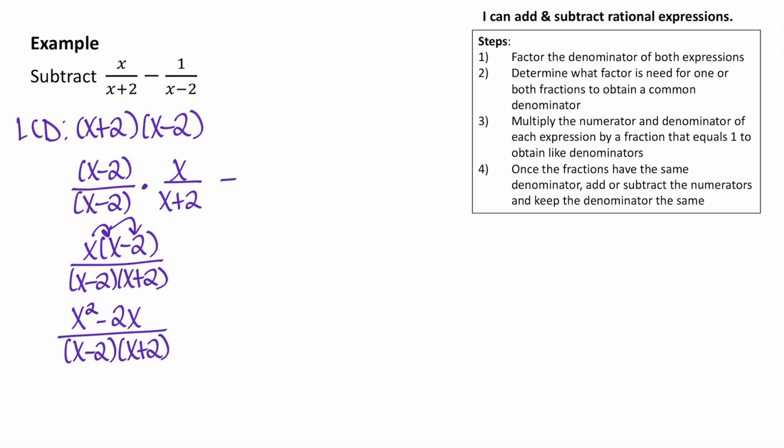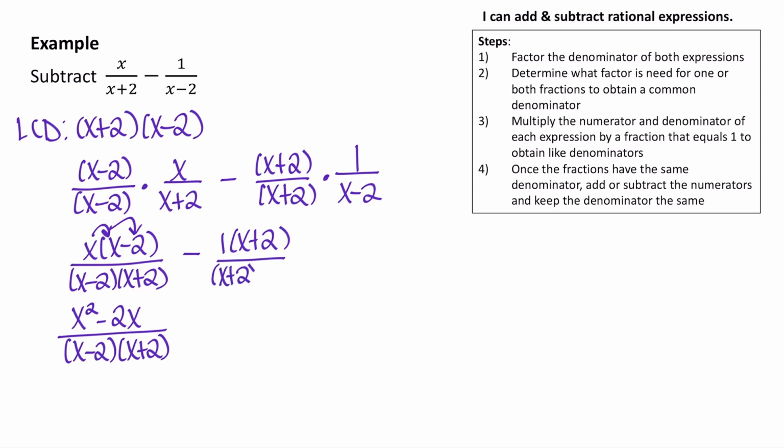Now let's work on the second fraction. So to get the common denominator, I need to multiply by x plus 2 over x plus 2. And that is multiplying 1 over x minus 2. So that gives me 1 times x plus 2 over x plus 2 times x minus 2. And so that gives me just x plus 2 over x plus 2 times x minus 2.